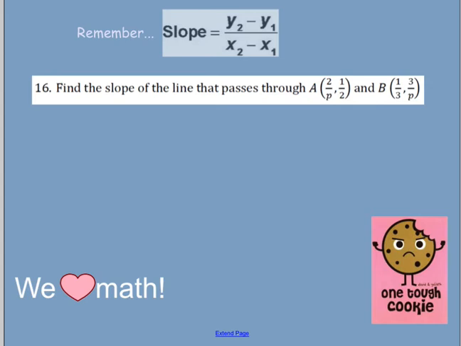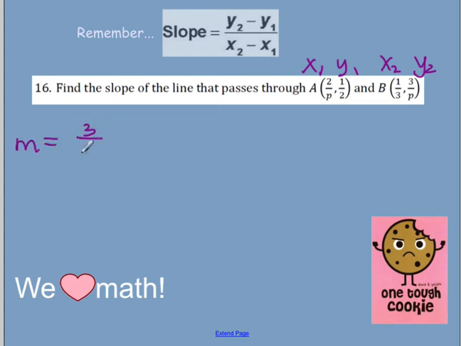Example 16. It's not on your note sheet, but it is a good problem. It says find the slope of the line that passes through these 2 points. So let's just go ahead and maybe take a look at this real quick, and then we'll call it a day. So I'm going to set it up. Remember, it's y2 minus y1 over x2 minus x1. So here's x1, y1, x2, y2. There we go. So my slope, remember, is m.